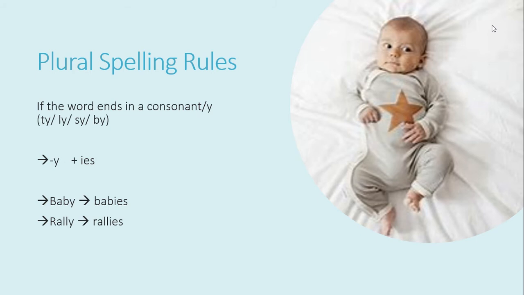If the word that we are looking at ends in a consonant Y, such as TY, LY, SY, or BY, we get rid of the Y sound at the end and add IES. So for example, one baby, if we change that to more than one, becomes babies. Rally becomes rallies.